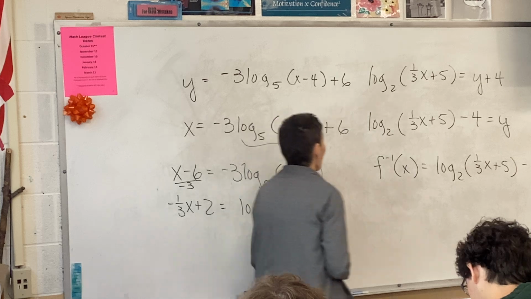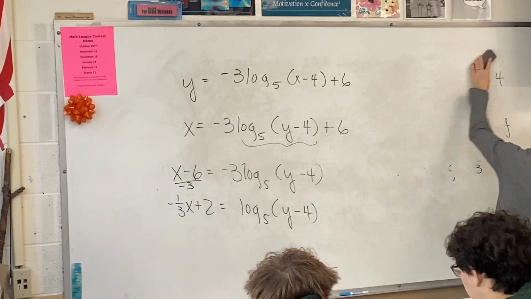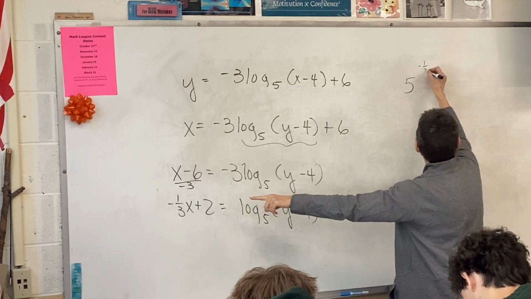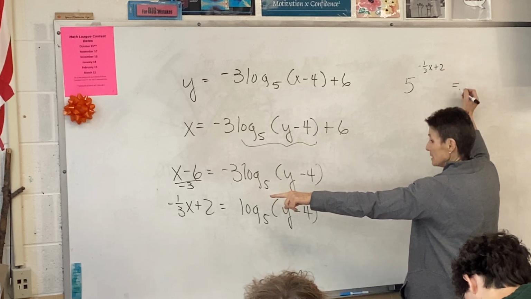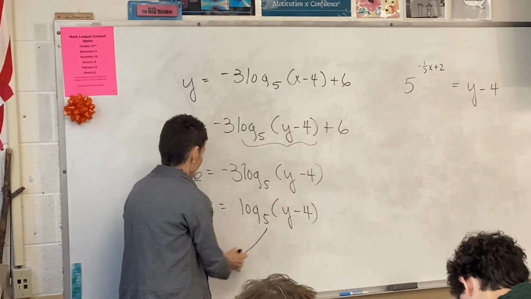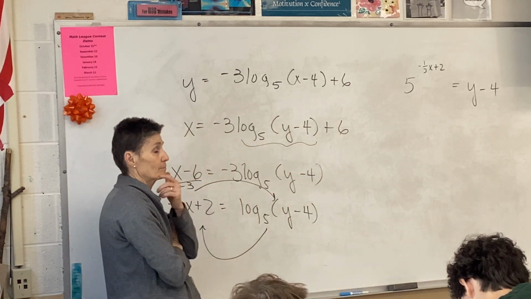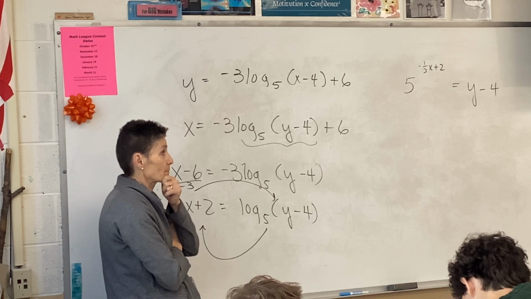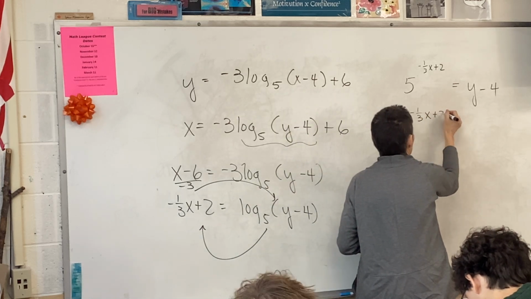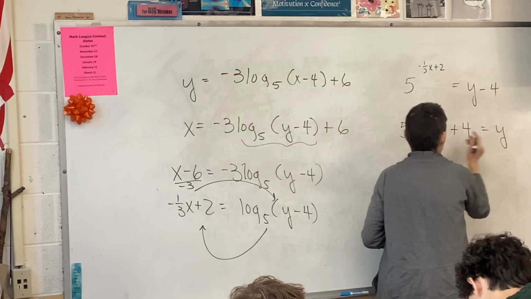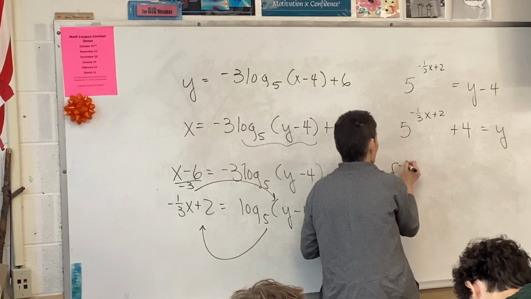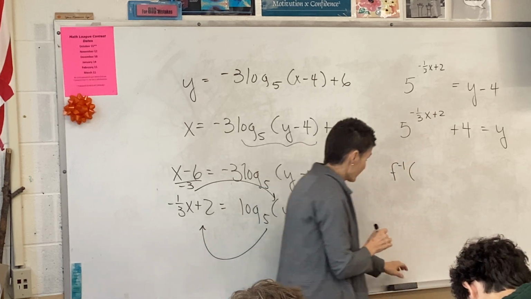So we're going to say 5 to that power, 5 to the -1/3 x plus 2 power equals y minus 4. And then add 4. Make sure you're adding 4 down here, not up there in the exponent. And that is your inverse.